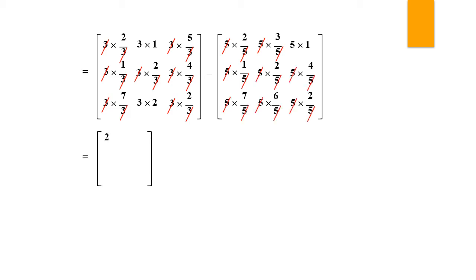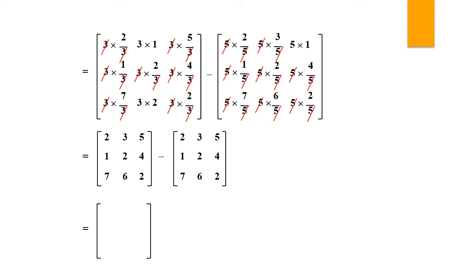So on simplifying, we are getting the two matrices, that is 3A and 5B. So subtract the two matrices, we get 2 minus 2 as 0, 3 minus 3 is 0, 5 minus 5 is 0, 1 minus 1. So you can see all the elements of the first matrix are equal to the elements of the second matrix, and on subtracting we are getting a 3 cross 3 zero matrix.